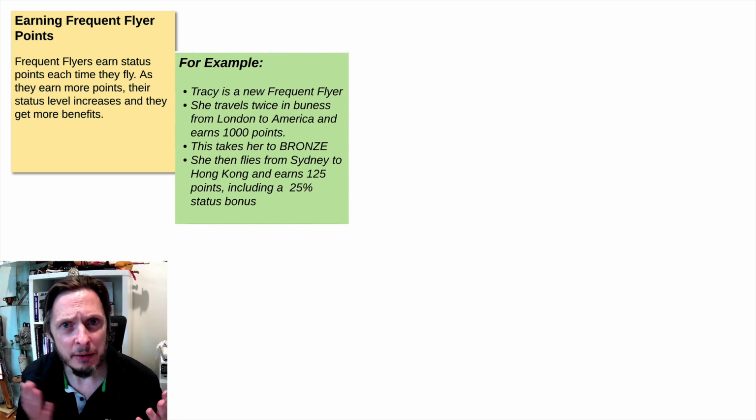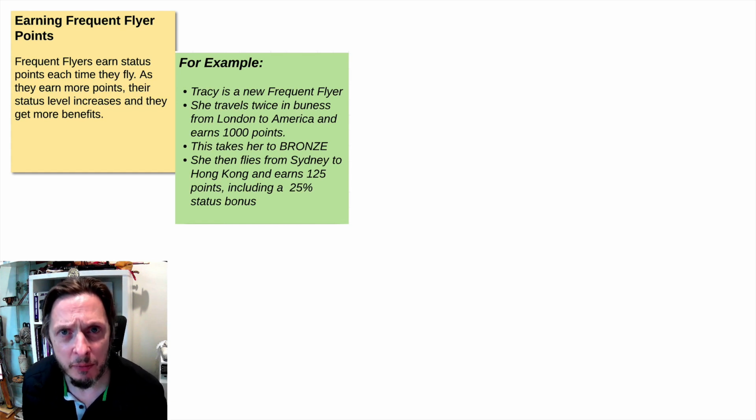And let's have a look at, in this case, what could it be? Well, we have a user, Tracy. She's a traveler. She's a new frequent flyer member. What she does is she travels a few times, takes a few trips, earns some points, gets to bronze, and then in her next flight, she ends up earning more points because she's at bronze.